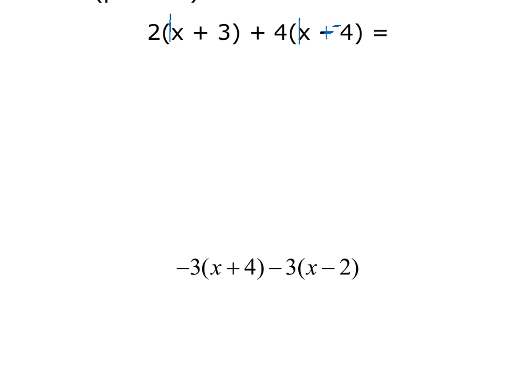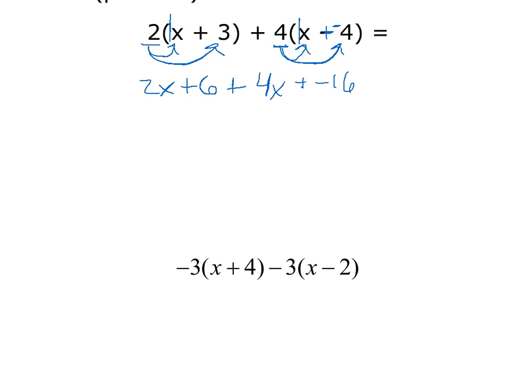Okay, so I'm going to now do my distributions. I'm going to show my distributions. Now notice in this problem, there are multiple distributions that we have to do. 2 times 1x, that is 2x. 2 times 3, that is 6. 4 times 1x, that is 4x. And 4 times negative 4, be very careful here. It's negative 16.